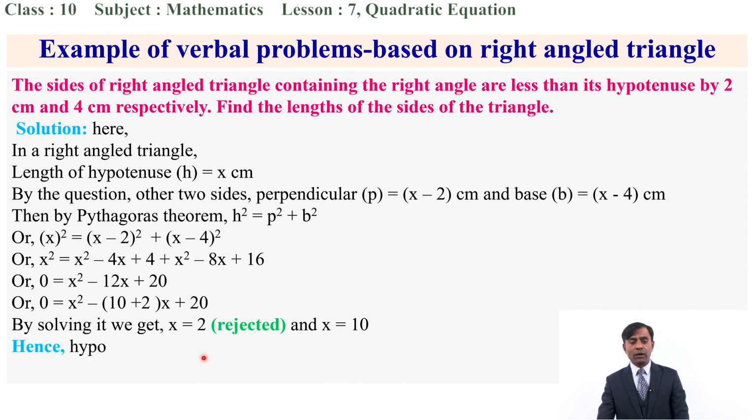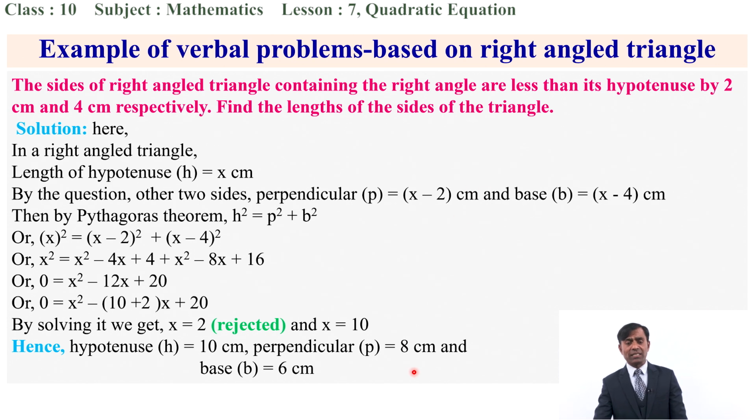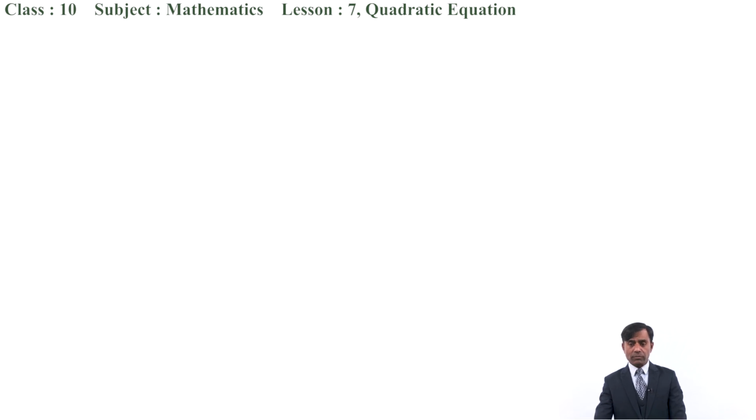So we can write hypotenuse h is equal to 10 centimeter, perpendicular p is equal to 10 minus 2, that is 8 centimeter, and base b is equal to 10 minus 4, that is 6 centimeter.